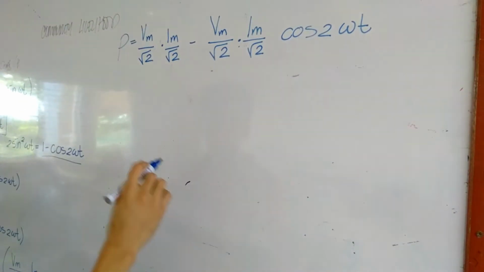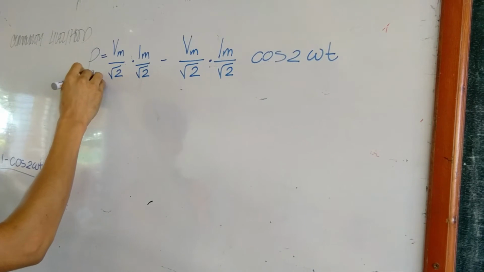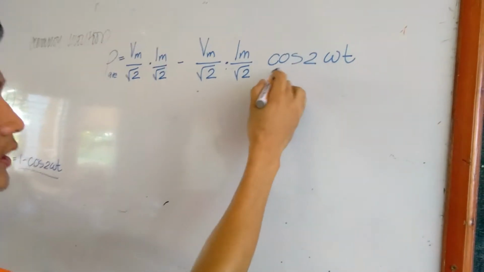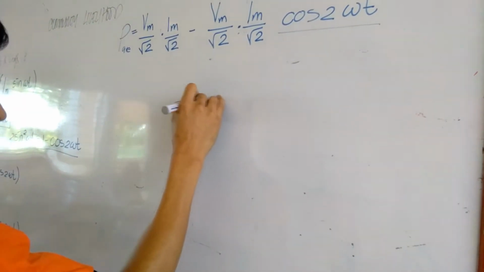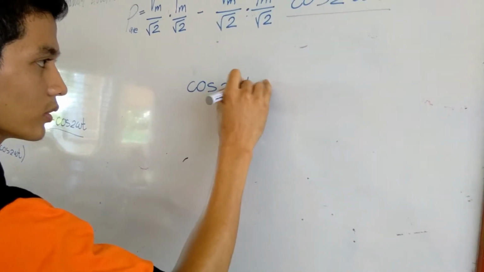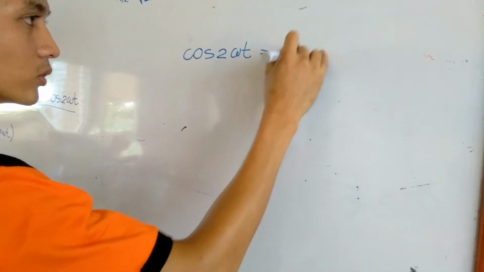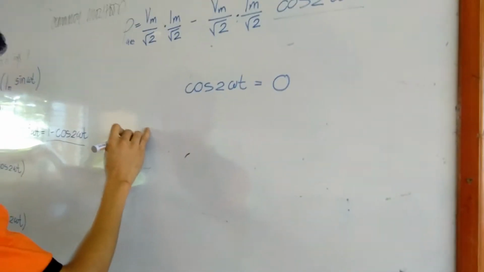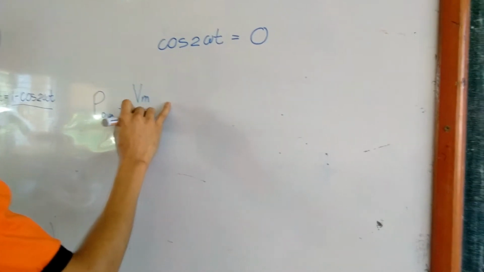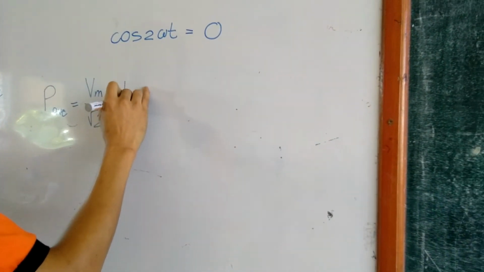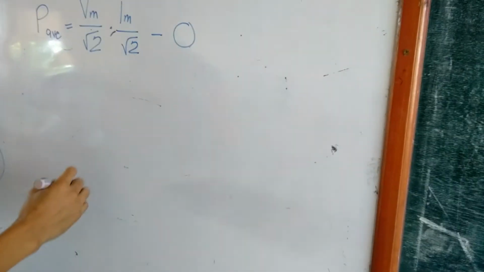Now, if it reaches the maximum, then we will get the average value of power. So when cosine 2 omega t reaches 90 degrees, which would be equal to 0, then the average power will be equal to Vm over square root of 2 times Im over square root of 2 minus 0.